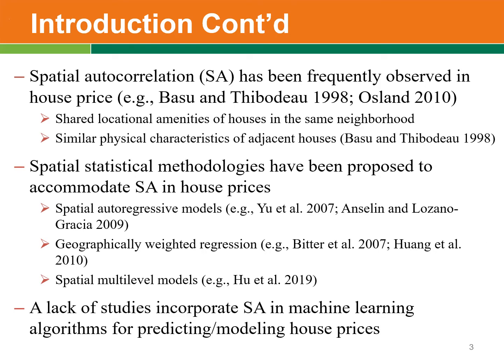However, house prices tend to be spatially autocorrelated, mainly attributable to the shared locational amenities of houses in the same neighborhood, and also because of the similar physical characteristics of adjacent houses. In the literature, a collection of spatial statistical models have been utilized to accommodate spatial correlation in house prices. For example, spatial autoregression model, geographically weighted regression model, and spatial multi-level models. To date, few studies incorporate spatial correlation in machine learning algorithms for house price prediction.